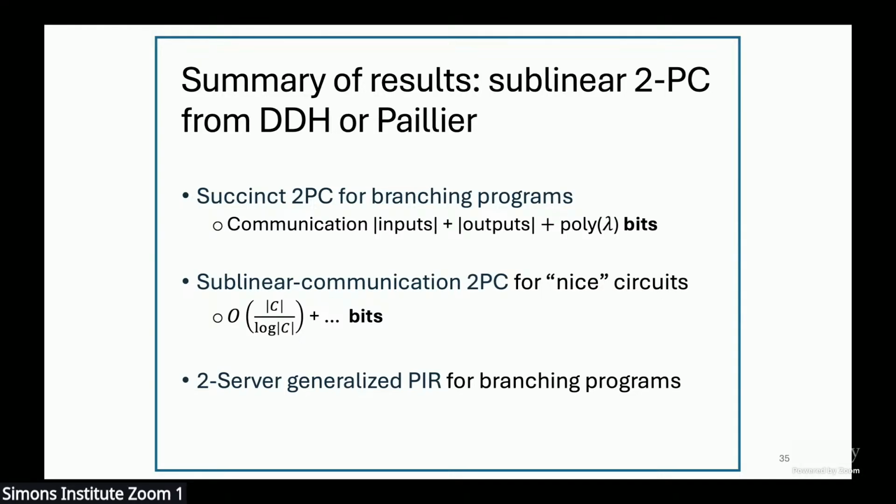Okay, so that's the main result for these two constructions. For branching programs, it's fully succinct, and for general circuits, it's slightly succinct with this log factor saving. But note that this is on the order of C over log C bits, so there's no security parameter blowup here, like with garbled circuits. And there are other applications, like generalized forms of PIR for more expressive forms of read and write queries, where you want to evaluate some branching program when you make a query.